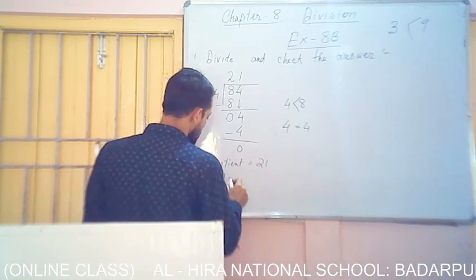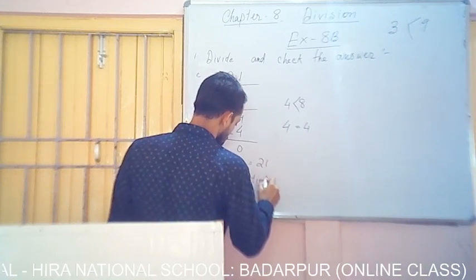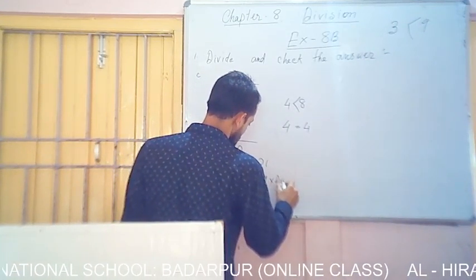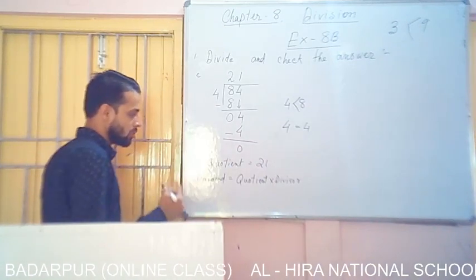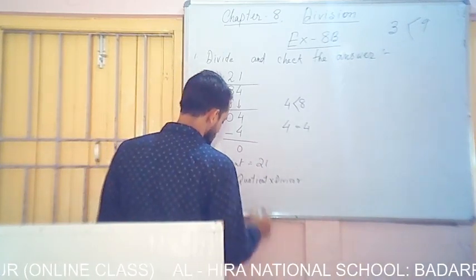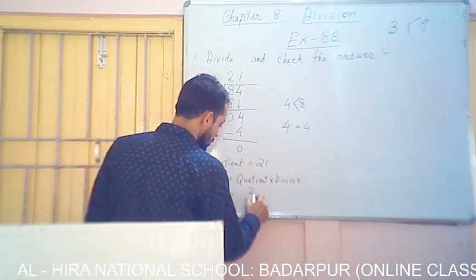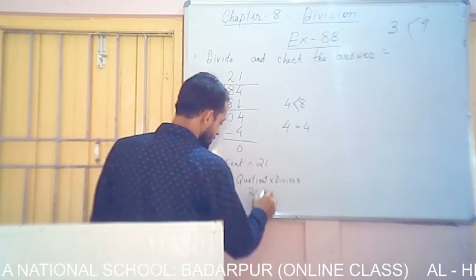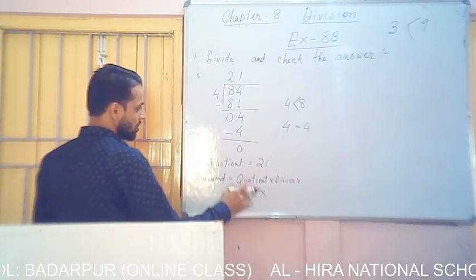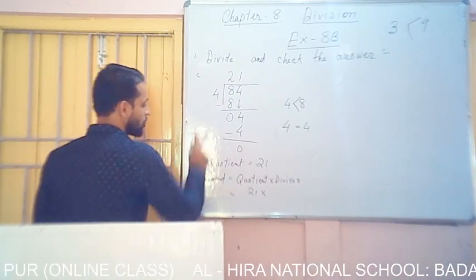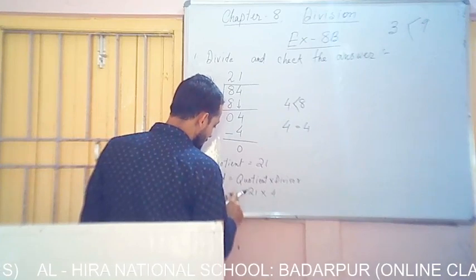Using the previous formula we have to check whether the answer is correct or not. Dividend equals quotient into divisor. Here the quotient is 21, so in place of quotient we have to write 21. Next give multiplication sign. Now what is there? Divisor. Here the divisor is 4, so in place of divisor we have to write 4.